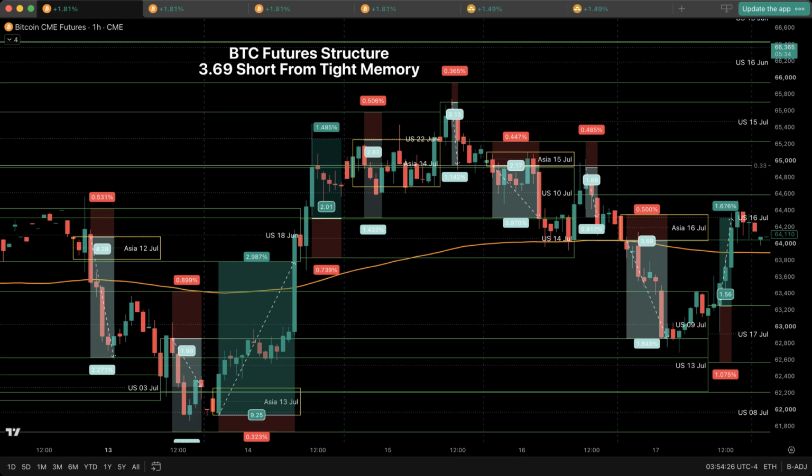Location: July 16th Asia forms between July 16th U.S. midpoint and lower boundary. Reach: price works inside the compressed Asia box. Reaction: buyers cannot lift price back through the active midpoint. Failure: price breaks below July 9th U.S. upper memory. Return: price moves toward July 13th U.S. upper memory.